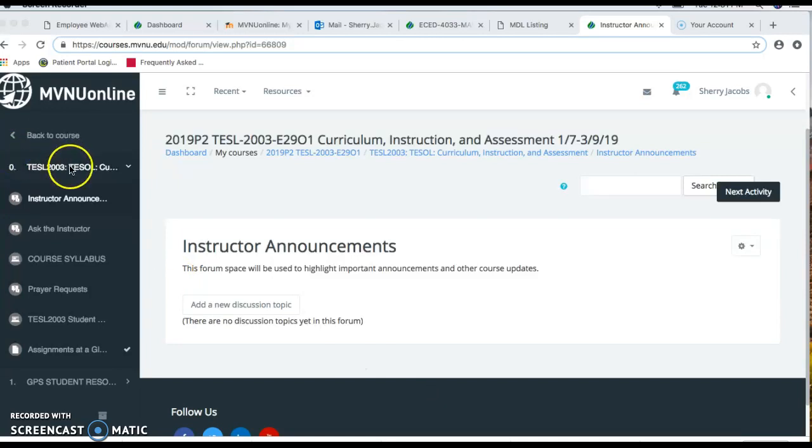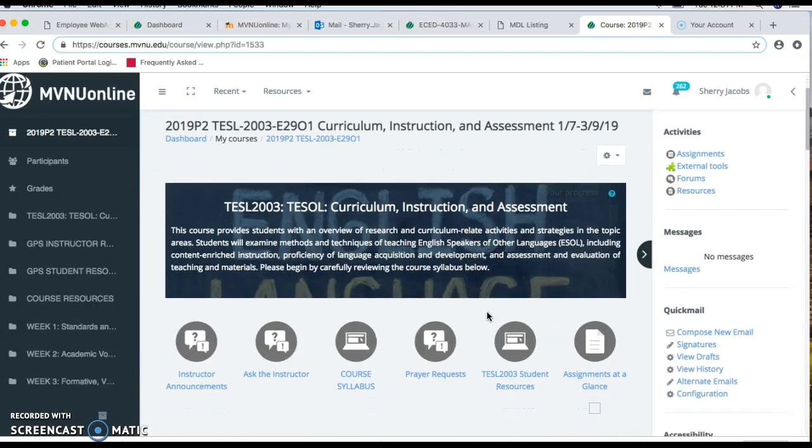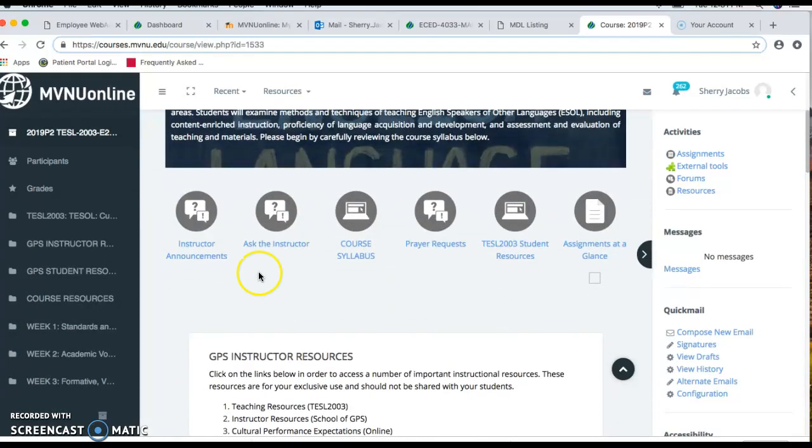So I'm going to just go over with you the actual format of the course on Moodle. Here you see it at the top, instructor announcements. When I have an announcement, I will put it there. Here's the typical ask your instructor questions, the course syllabus, prayer requests, student resources, assignments at a glance, and so on.